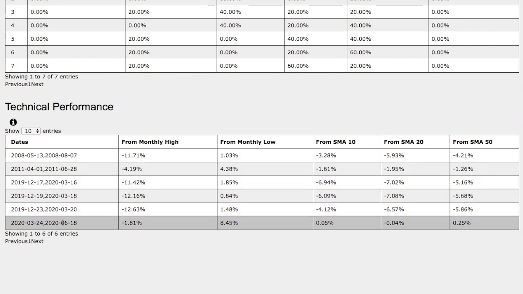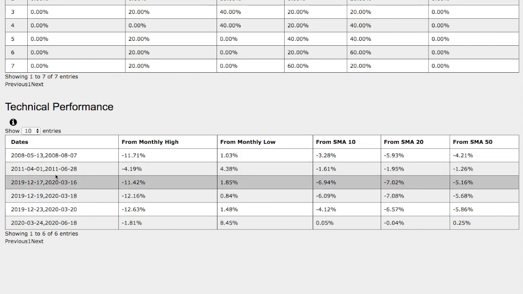So on the current trend that we're in, we're currently down 1.8% from monthly high, up 8% from monthly low, up 5% from the 10 simple moving average, down 4 basis points from the 20-day simple moving average, and up 25 basis points from the 50-day simple moving average.